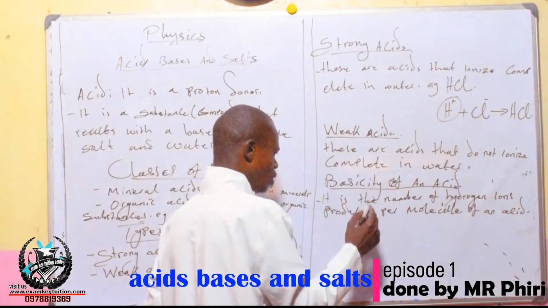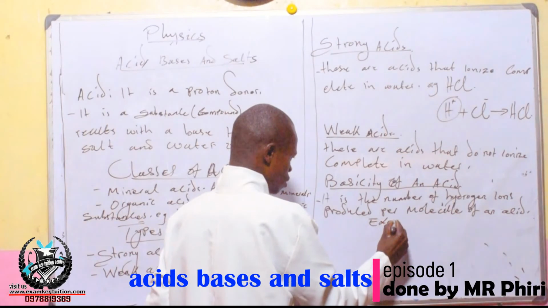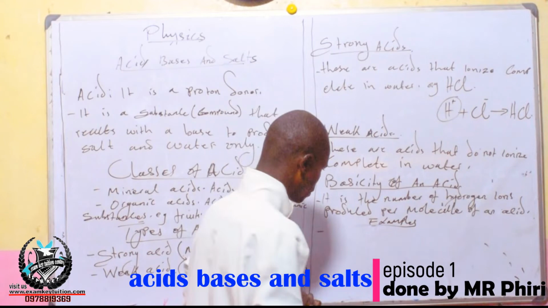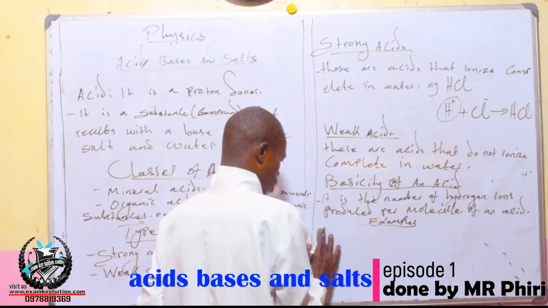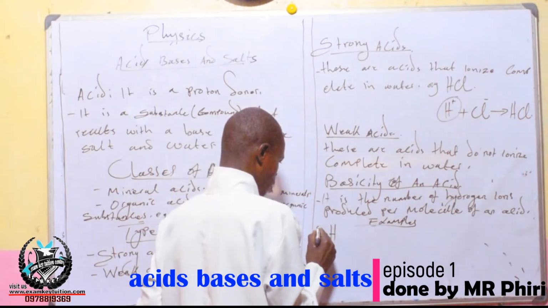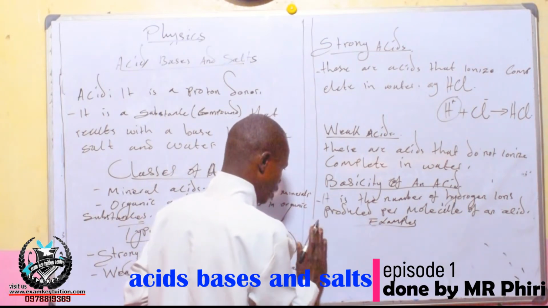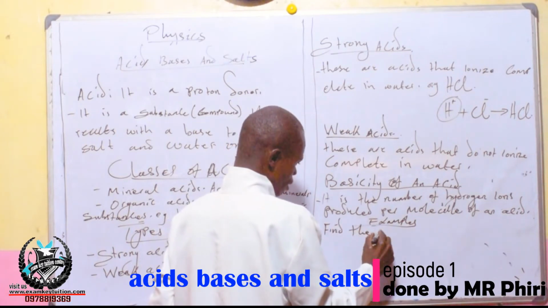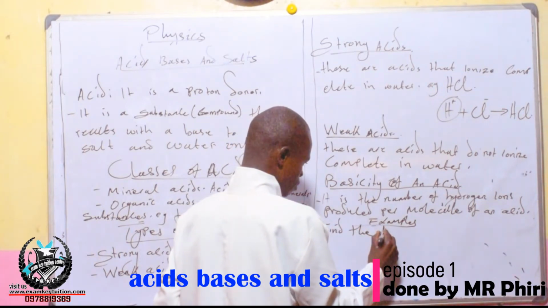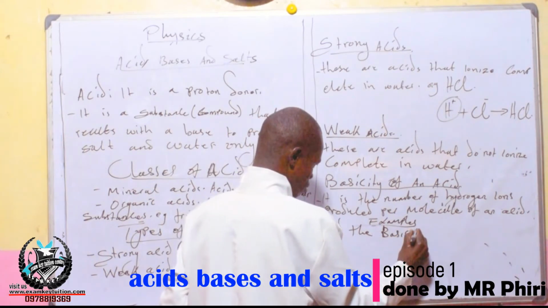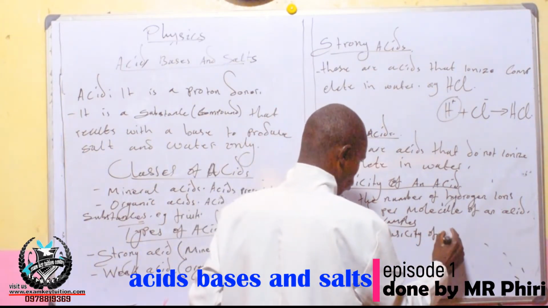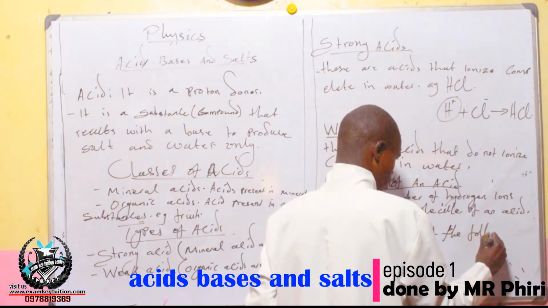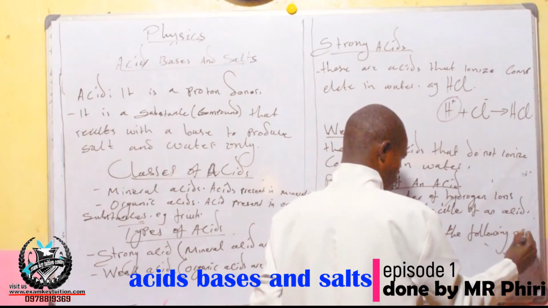Now let us look at examples of basicity. Example 1: find the basicity of the following acids.